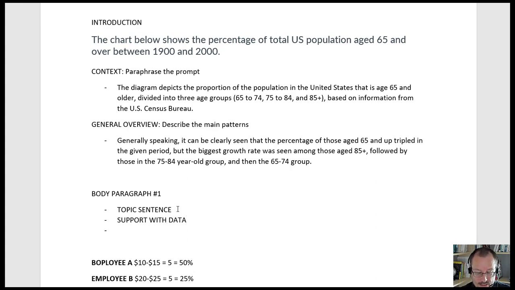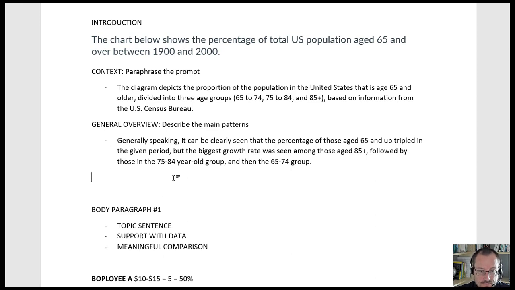And we're going to end each body paragraph with a meaningful comparison, which is going to be our percentage comparison. We're going to talk about what percentage of the population each group represents. If you're stuck on how to begin a paragraph, I'm going to give you 3 super useful phrases.